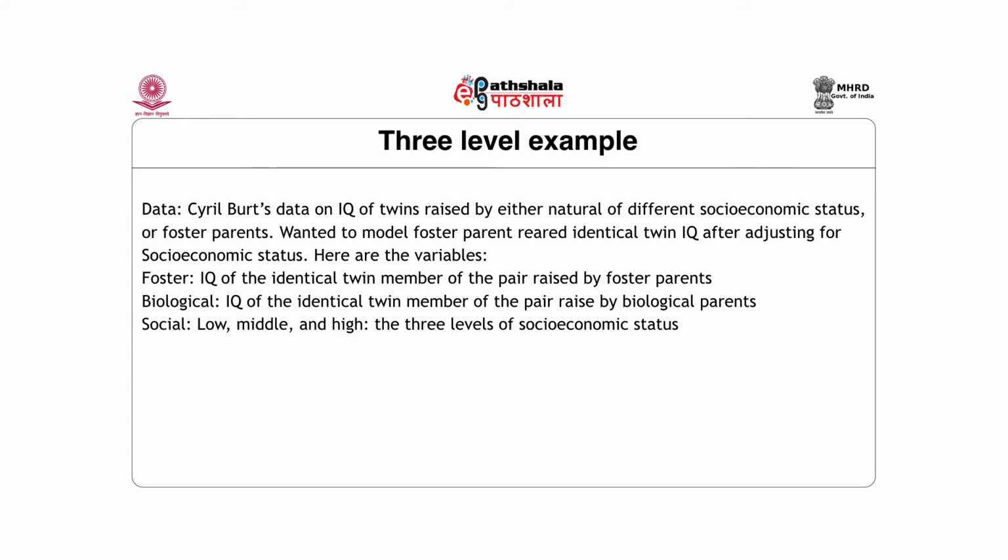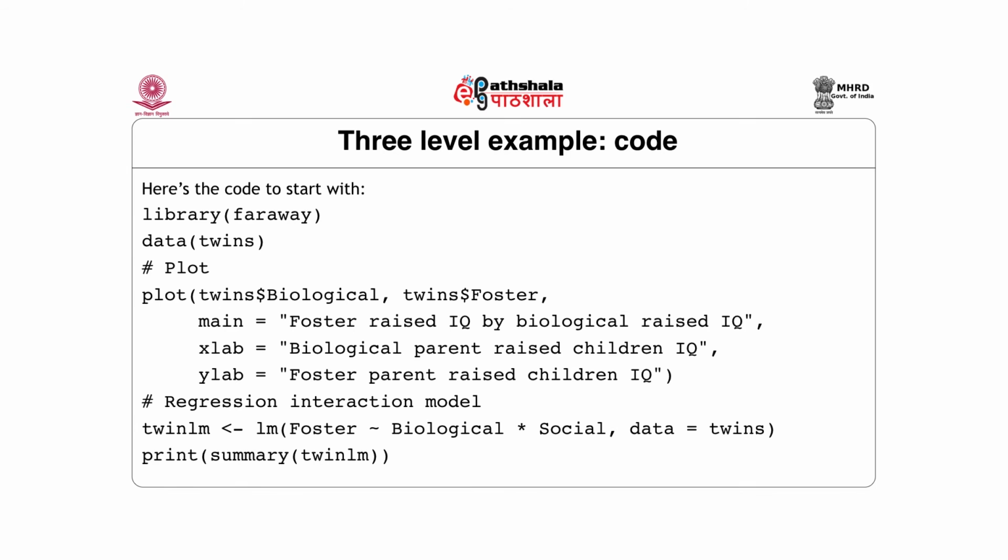And so how would that work? Here is a code to start with. There's a library again, it comes from the faraway library. The data is called twins. As usual, the first thing that we do is plot the biological and the foster parents to see how they look, and then we use the twin LM, which is the linear model, and we see that we are using an interaction term here: the IQ of children raised by foster parents as a function of the biological times their social status. The data are twins data, and we print the summary.